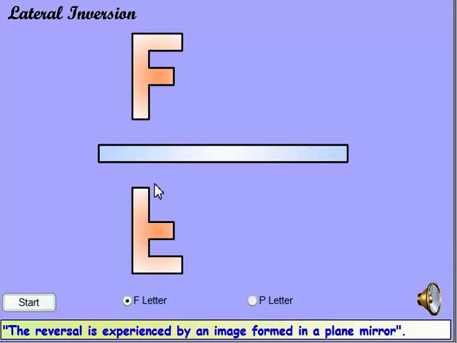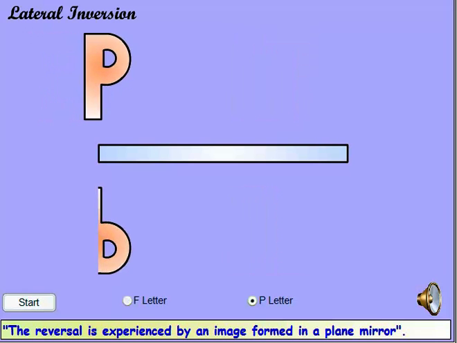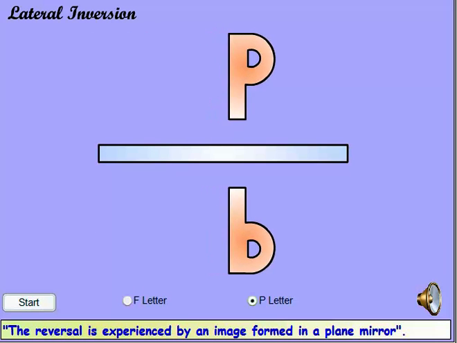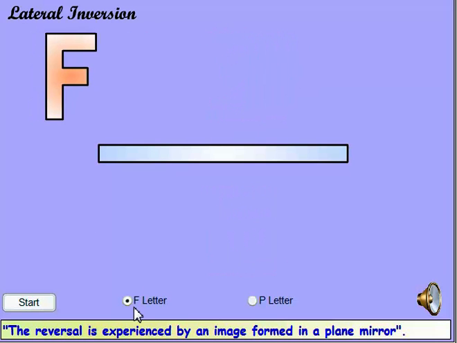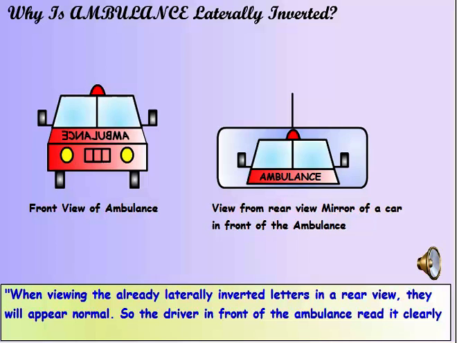If you hold a symmetric letter like A in front of the mirror, you will not notice any difference. But if you hold asymmetric letters like F or P in front of the mirror, you will get an inverted reflection. This reversal is called lateral inversion. If you hold a laterally inverted letter in front of the mirror, it will appear normal.